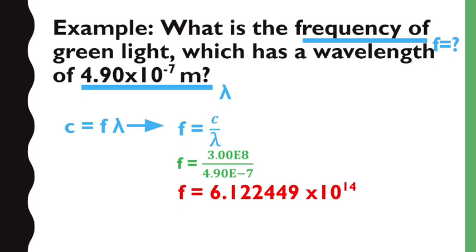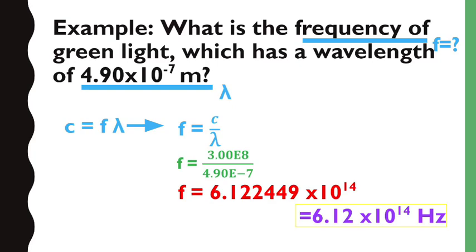And just like always, this crazy long answer coming out of our calculator needs to be rounded to match our givens, which each had 3 sig figs in that base before the E times 10 part. So we're just going to round that to the first 3 digits, 6.12, and then the times 10 to the 14th, of course. And our units for F are hertz. So that's our full final answer.